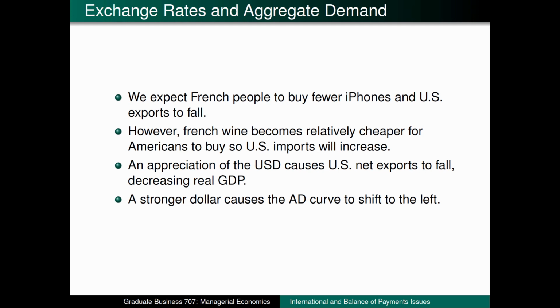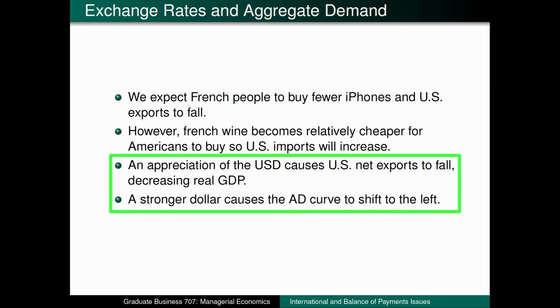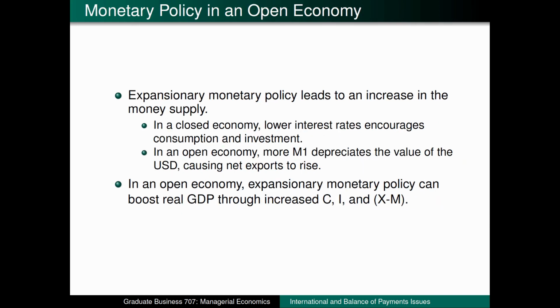Recall from the chapter on the aggregate demand and aggregate supply model that the aggregate demand curve is based on GDP. Since an appreciation of the US dollar against the euro leads to lower net exports, the stronger dollar causes aggregate demand to decrease, or the AD curve to shift to the left. If a stronger dollar leads to a reduction in GDP due to lower net exports, then perhaps the Fed's response to an appreciation of the dollar is to engage in expansionary monetary policy.